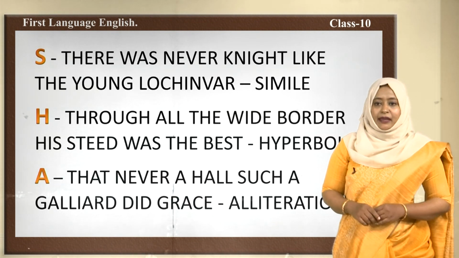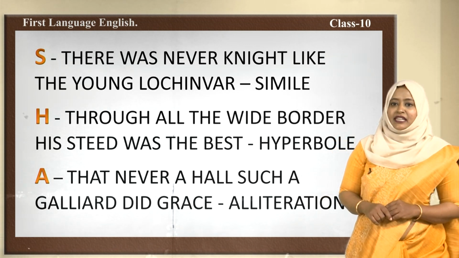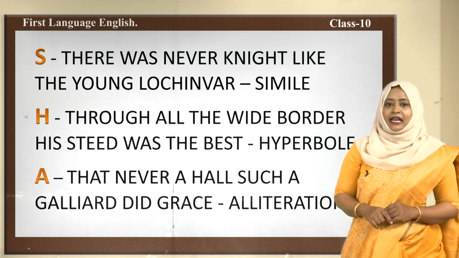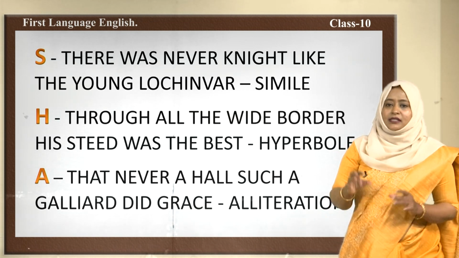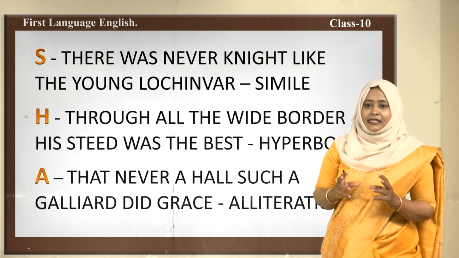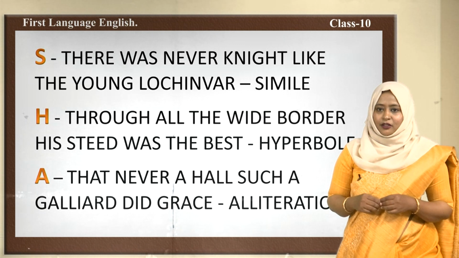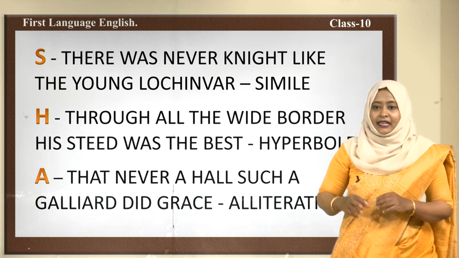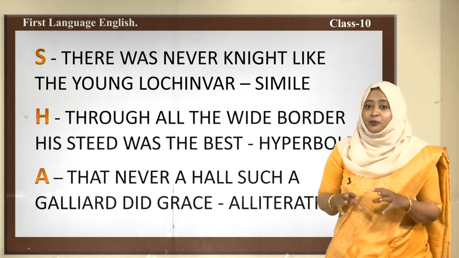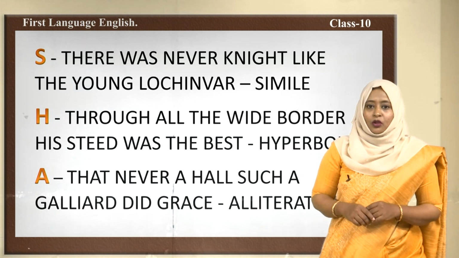Let me give you an example from the poem itself. The first one is, "There was never a knight like the young Lochinvar." It is a simile. What is a simile? A simile is a comparison. Like, she is as white as milk. So like that, even Lochinvar is compared to other knights who have not been so young and courageous like him.